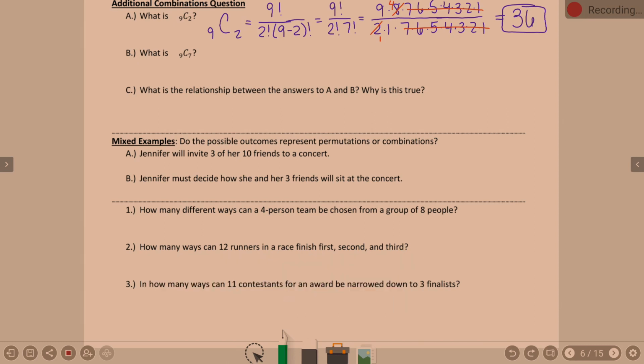Okay. 9C7. Are you working it out? Have you worked it out? 9C7 on top is still going to be 9 factorial. On bottom, r factorial is 7 factorial, and then 9 minus 7 factorial. 9 factorial over 7 factorial times 2 factorial.